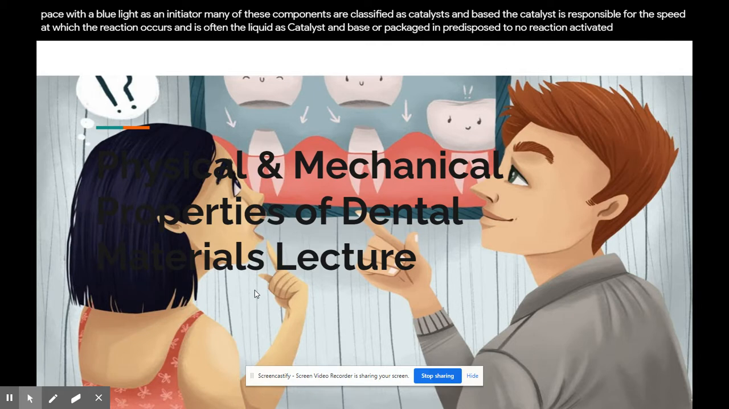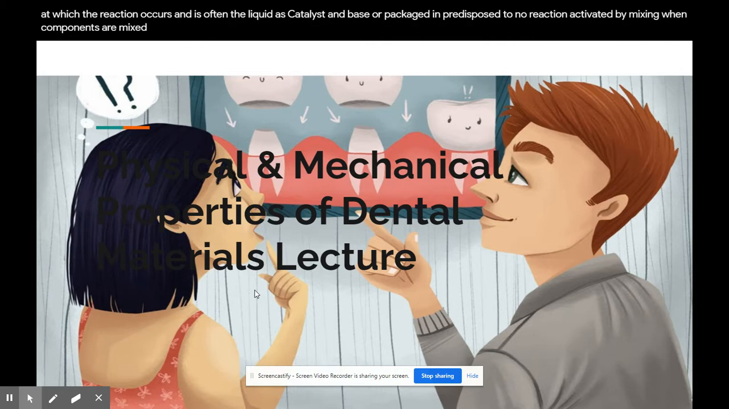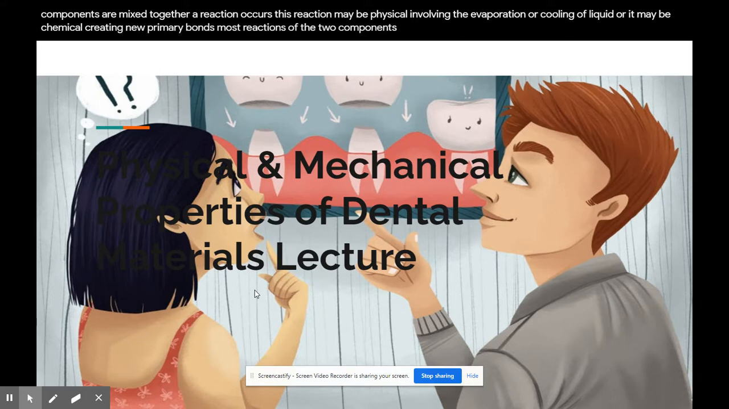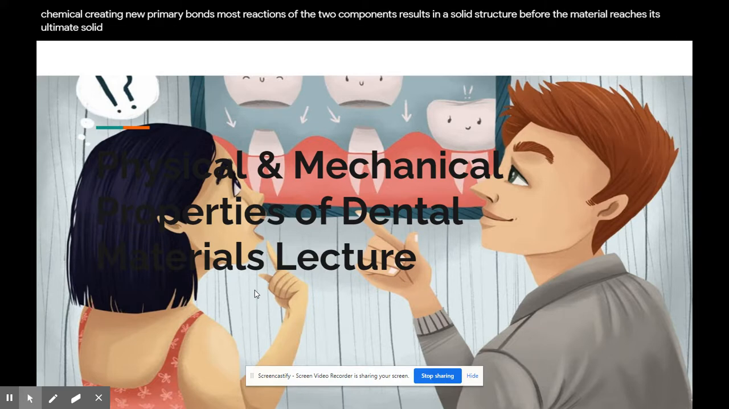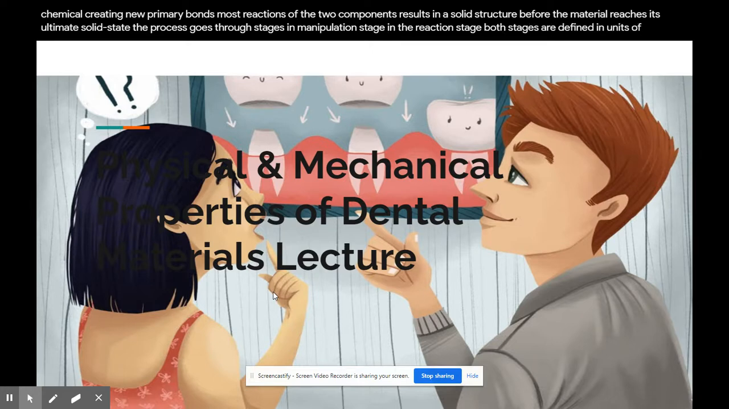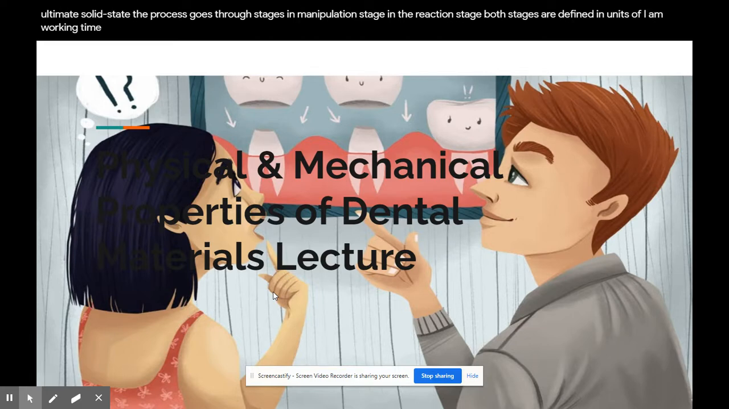Reaction activated by mixing. When components are mixed together, a reaction occurs. This reaction may be physical, involving the evaporation or cooling of liquid, or it may be chemical, creating new primary bonds. Most reactions of the two components result in a solid structure. Before the material reaches its ultimate solid state, the process goes through stages, the manipulation stage and the reaction stage. Both stages are defined in units of time. The manipulation stage includes the mixing and working time, and the reaction stage includes the initial set and the final set time.